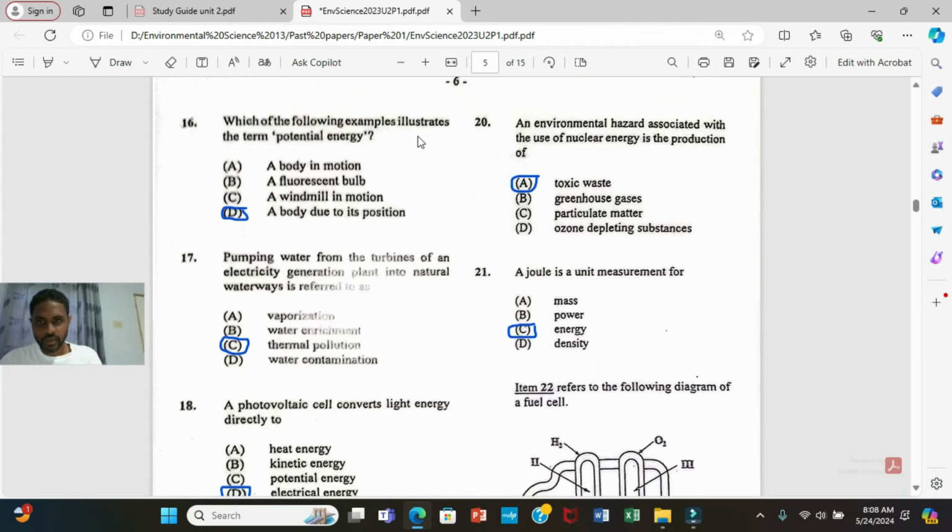Which of the following illustrates the term potential energy? Of course, guys, the answer would be a body due to its position. Number 17, pumping water from the turbines of an electricity generator plant into a natural waterway is referred to as, of course, the answer is C, thermal pollution. What happens, guys? The turbine is working, so it will be hot. So the water there would be very hot.